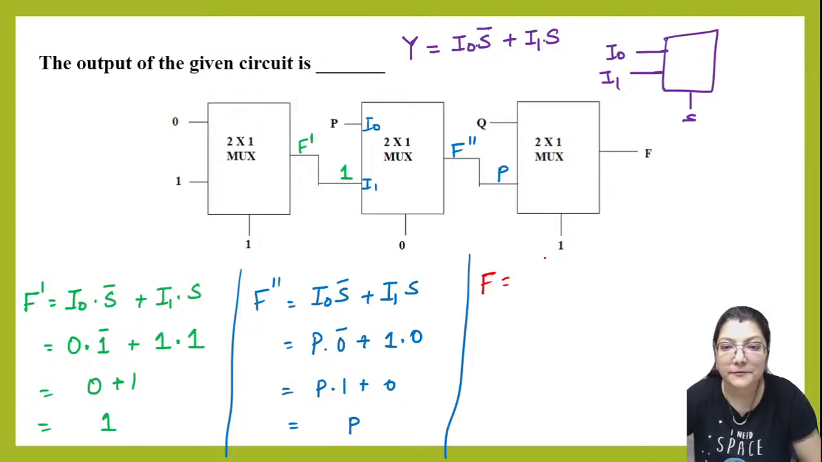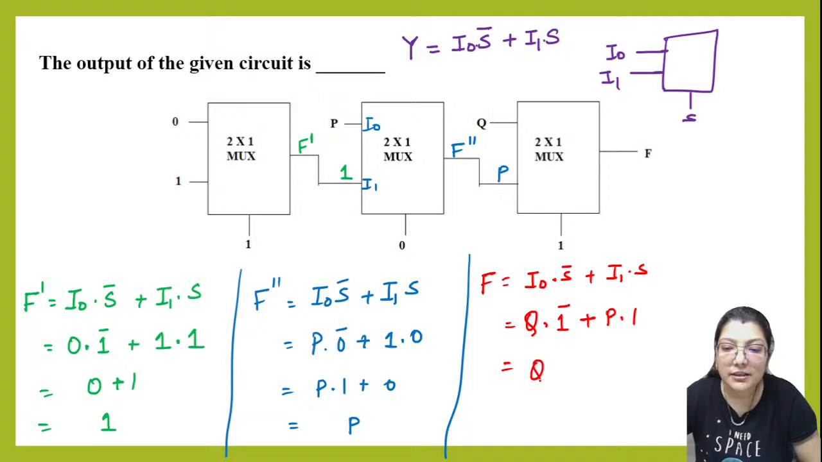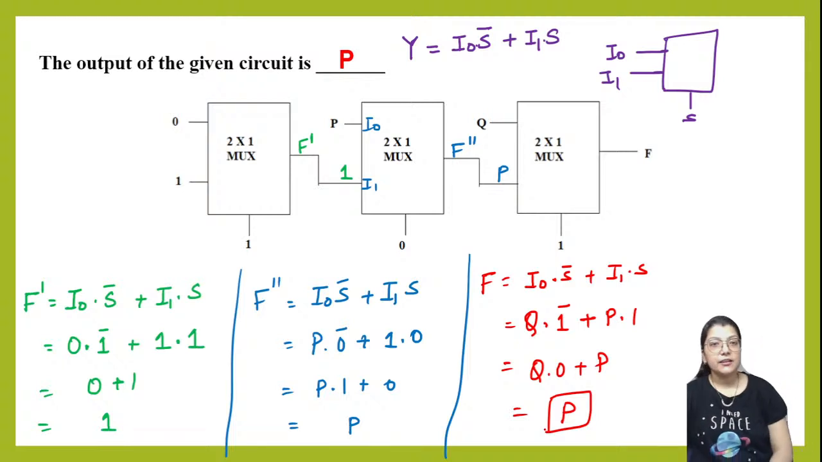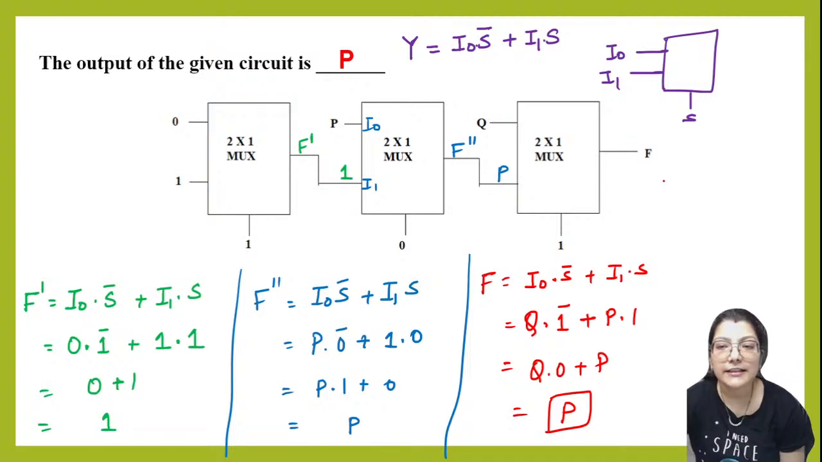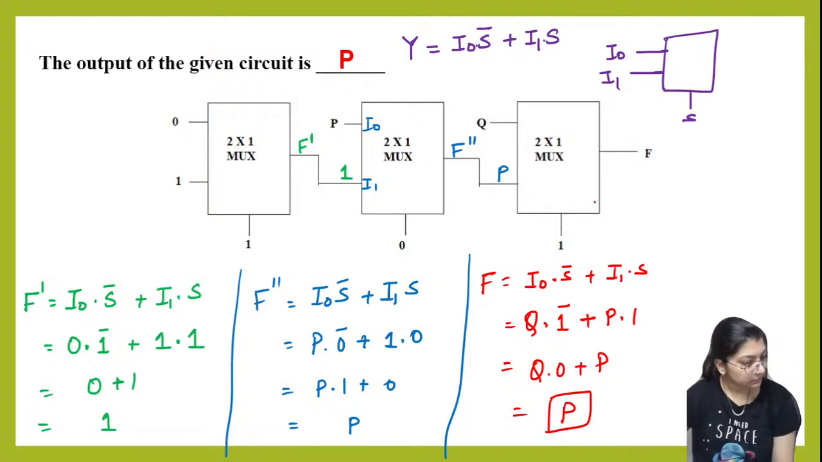That is the final. So this will be again I naught dot S complement plus I1 dot S. So what is I naught? I naught is Q. S complement is 1 complement plus I1 is P. S is 1. So this will be Q dot 0 plus P. That will be P. So the final answer will be P. So the output of the given circuit is P.